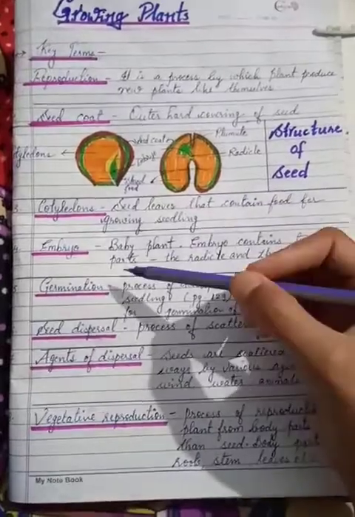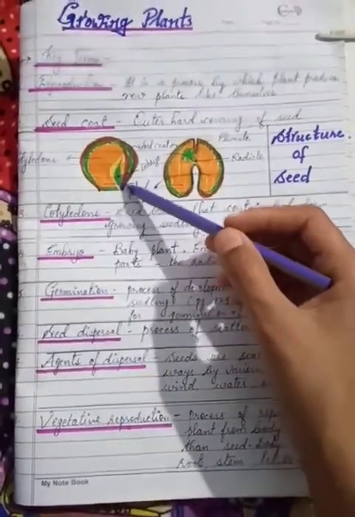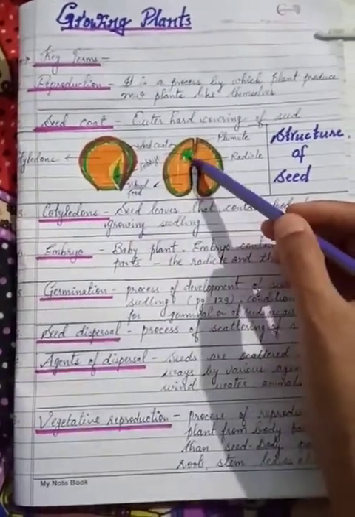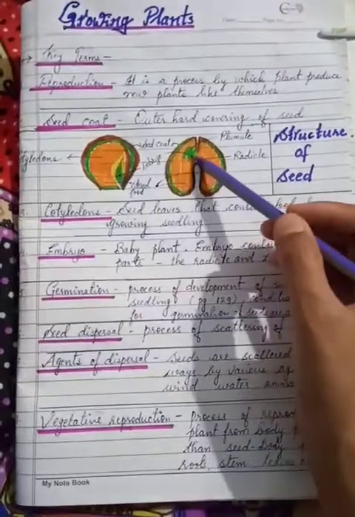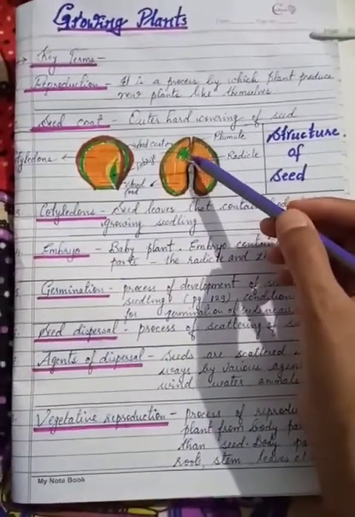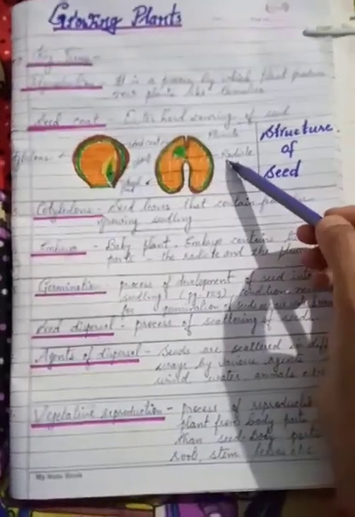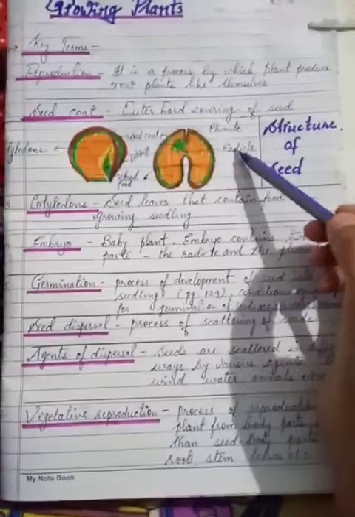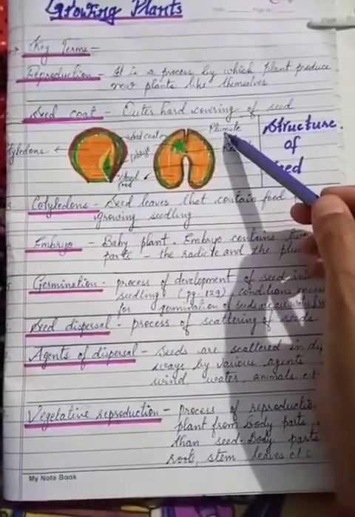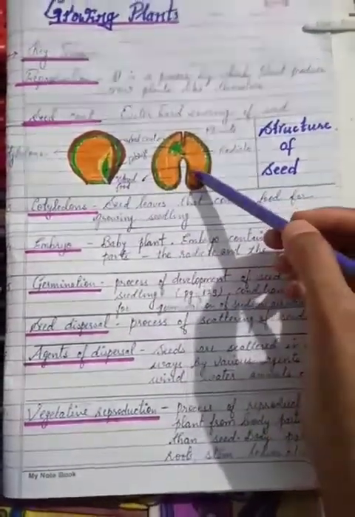Okay. Then the next point is the embryo. The third part of the seed you can look at is the embryo, and this embryo is also called the baby plant. In this embryo, there are two parts. One is the plumule and one is the radicle. The radicle develops into the root and the plumule grows out into the stem. Okay, so this is the structure of the seed.